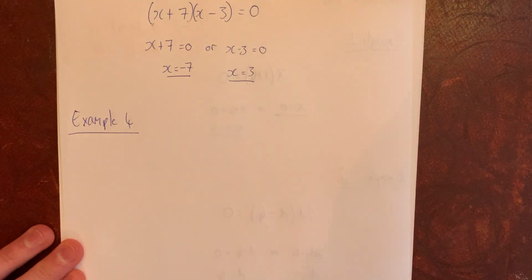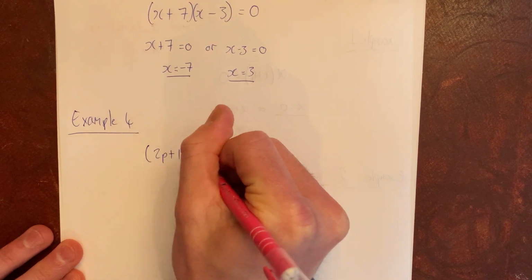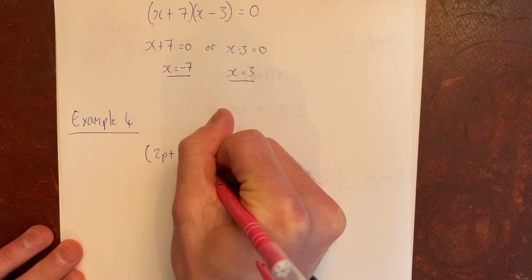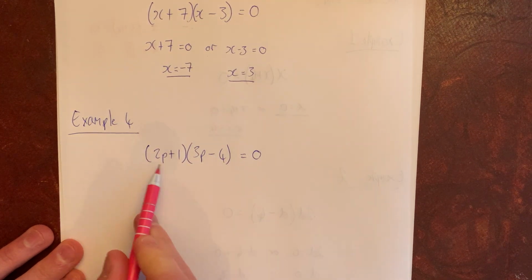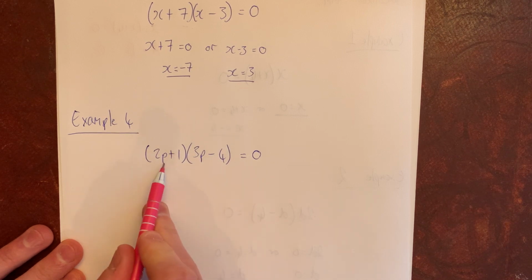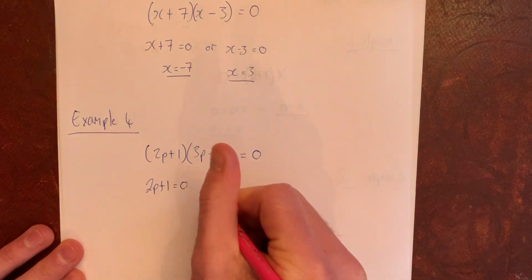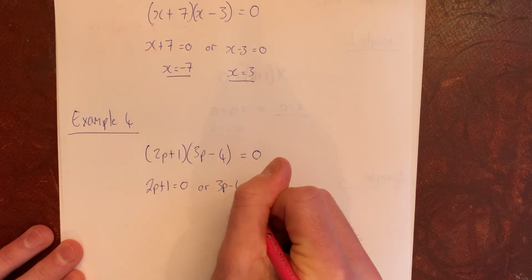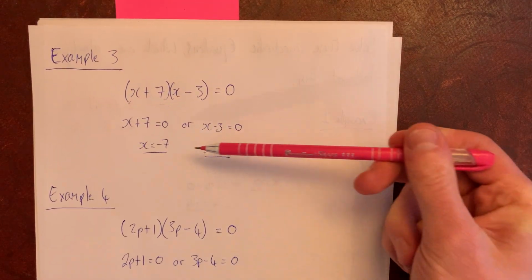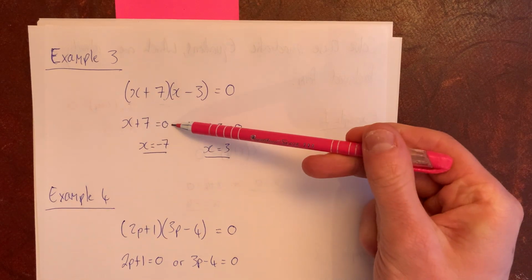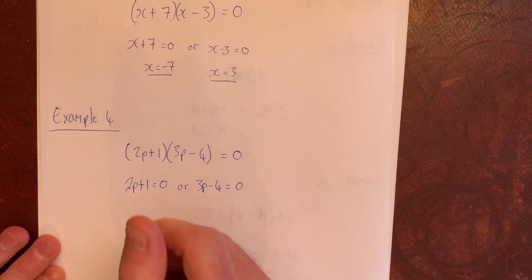And when you get down to the questions at the end of today's exercise, you'll see things that look a little bit like this. I've got 2p plus 1 times 3p minus 4 is equal to 0. Again, two terms multiplied together and it equals 0. So either this term, 2p plus 1, is equal to 0, or 3p minus 4 is equal to 0. Now you can see here, in my example 3, it was quite easy to solve for x because I was just moving a 7 over, or I was just moving a negative 3 over. Here I'm going to have to do 2 steps to solve each of these.